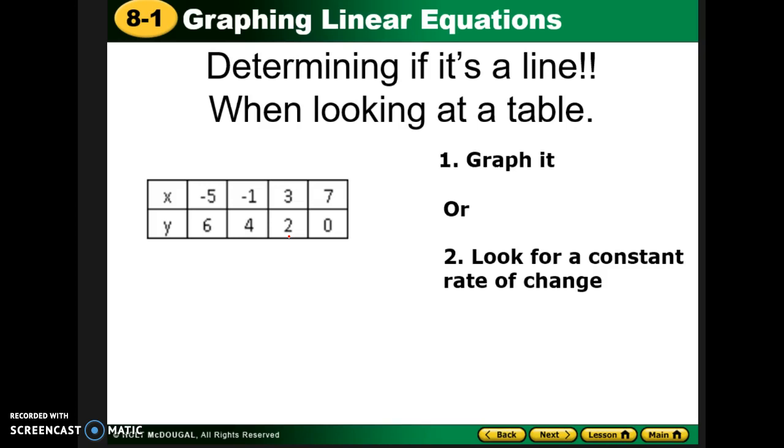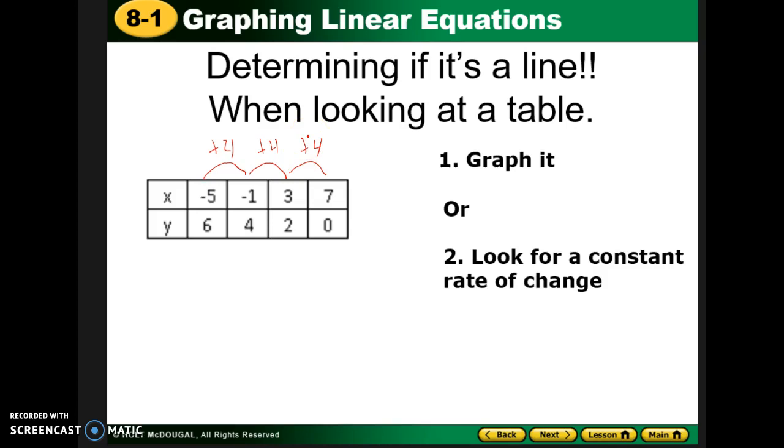Third way, how about looking at a table? Well, there's 2 ways to figure it out. One, you can just graph it and see if it's going to be a line. But the one I'm going to talk about here is the second way: look for a constant rate of change. That means the x and the y are changing at a constant rate. To go from -5 to -1, I'm adding 4. To go from -1 to 3, I'm adding 4. From 3 to 7, I'm adding 4. So that's a constant rate of change.